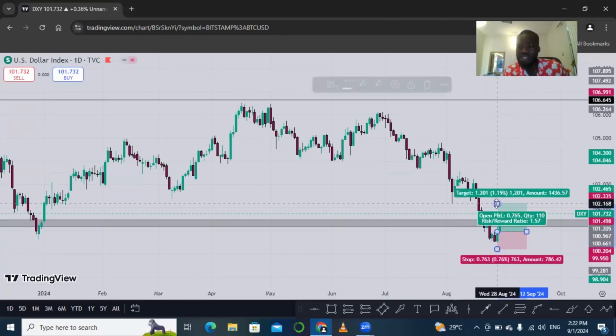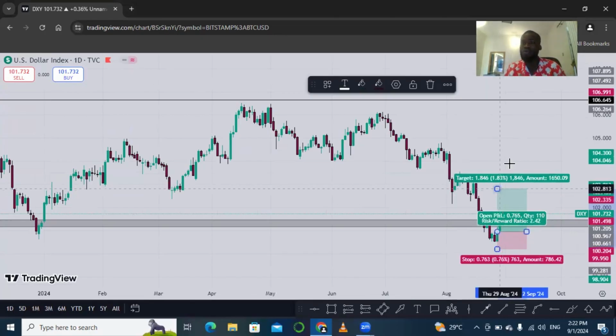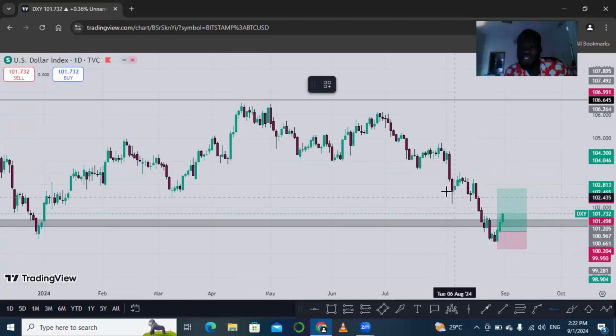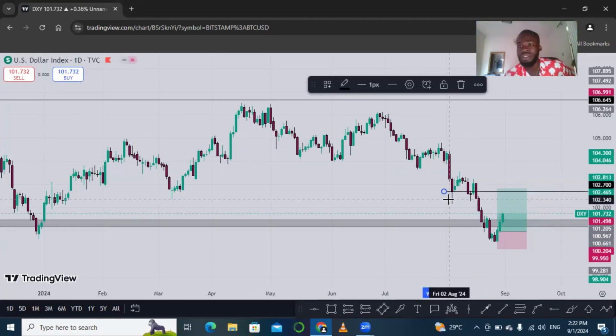Then I used to target a minimum of 1:2. That means if I'm risking 1% of my account, I'm targeting to gain 2%. And I usually put my take profits at a minor level. That is where I put my take profits. So that is how I do my analysis. Then, after I analyze and see that DSY is about to gain strength, I then go over to Euro USD or GBP USD to take the corresponding trade, to take the opposite trade.